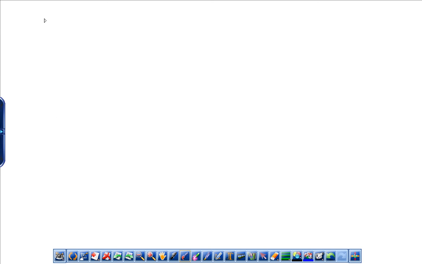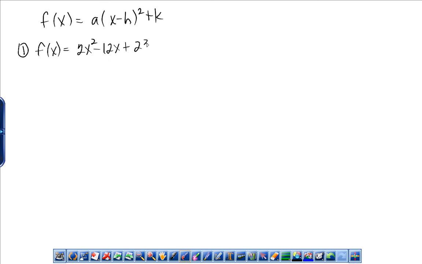Let's look at f of x is equal to a parenthesis x minus h, this quantity is squared, plus k. This is your vertex form. And you get to your vertex form by completing the square. I know you did this last year, but there are always different ways to do this. So this is how I start.